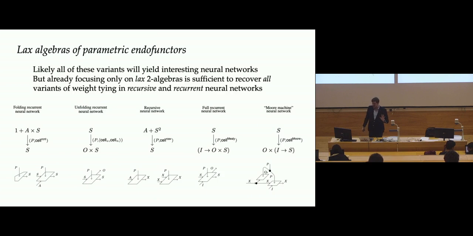And just by focusing on the lax two algebras in Para, it is sufficient to recover all different types of weight sharing you might want to do inside standard folding recurrent neural networks, recursive neural networks, and also these automata-style neural networks like Moore machines. So I won't go into the details of how these things are derived, but the thing you should understand from this is that just by focusing on this picture, we can rediscover all of these data flow diagrams.